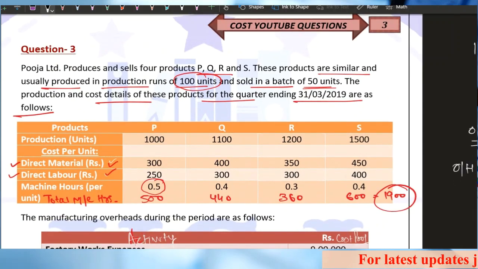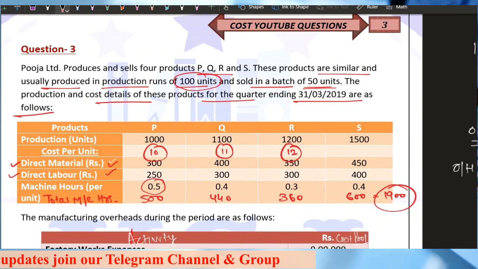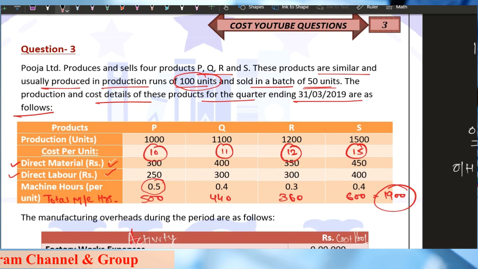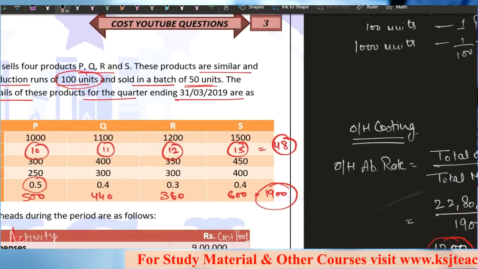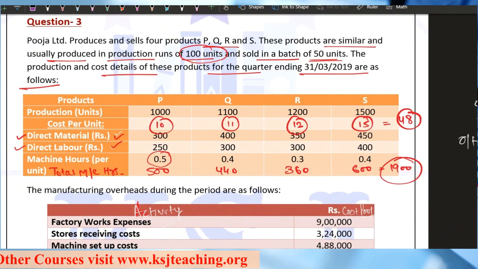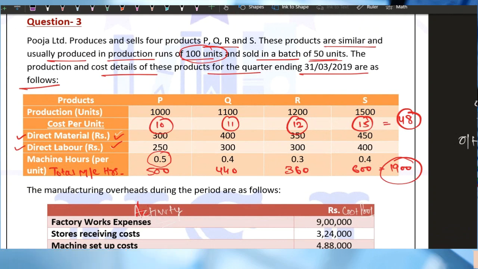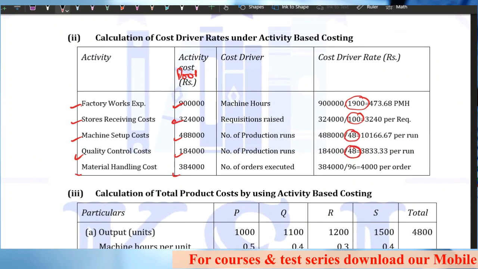Any doubts in this? So here 10 production runs, here 11 production runs, here 12 production runs, and 15 production runs, divided by 100. What is the total? Total 48 production runs. Clear? This is how it is to be calculated. For P I have calculated, for Q, R, S you can calculate easily, dividing by 100 because there are 100 units in one production run. So for 1100 units, how many production runs are required? So 48 production runs, and then material handling cost.